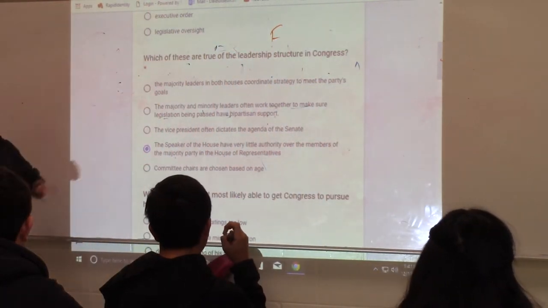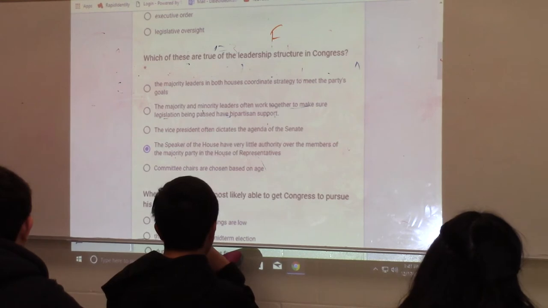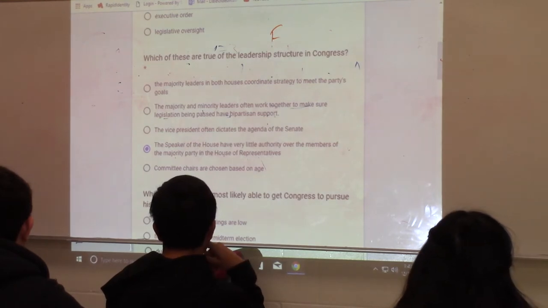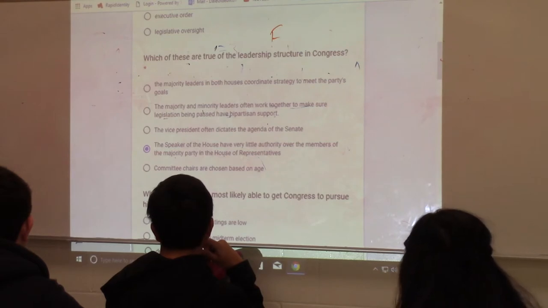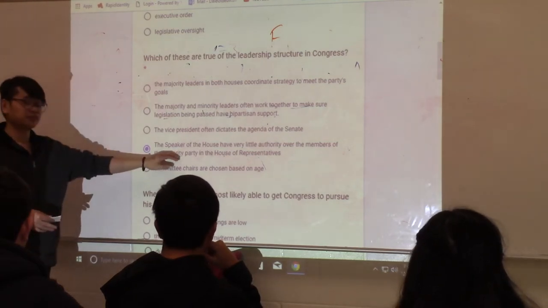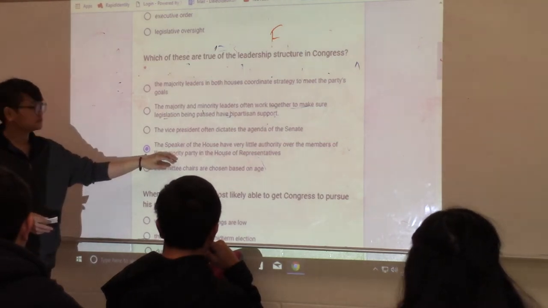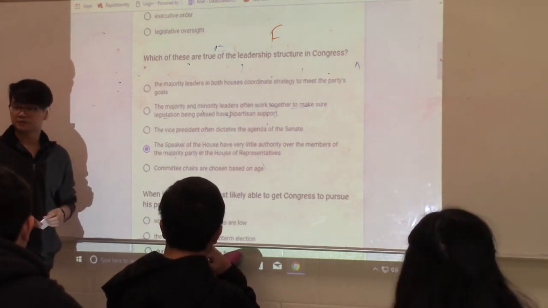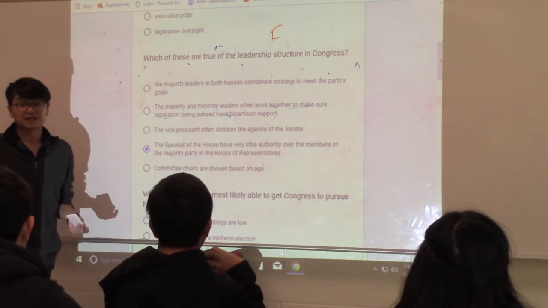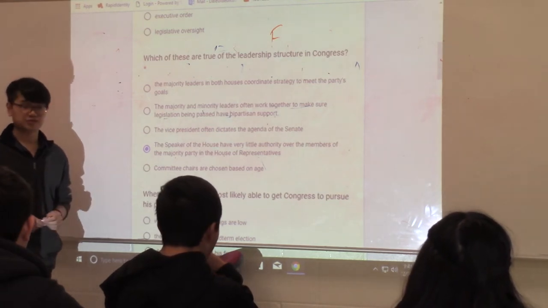Next, the Speaker of the House has very little authority over the members of the majority party in the House of Representatives. Oh, they have all authority. No, the Speaker of the House is very powerful. He's the most powerful man in Congress. He's certainly the most powerful man in the House of Representatives. Next, the Vice President often dictates the agenda in the Senate. No, we know that he doesn't really have a lot of power. He just shows up when there's a tie.